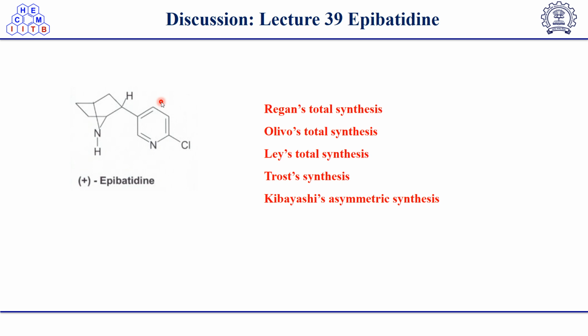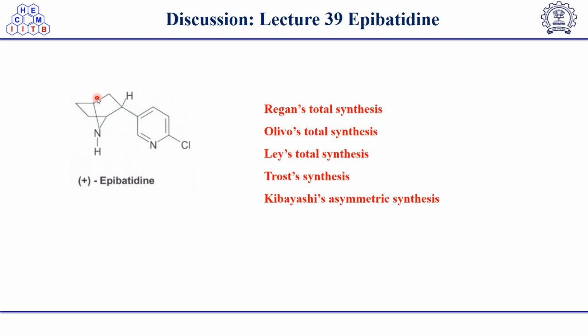So this epibatidine is isolated from the Ecuadorian poison frog Epipedobates tricolor, and it contains a chloropyridine, and it appears to be unique in possessing the 7-azabicyclo[2.2.1]heptane ring system, and its analgesic activity is about 1/200 dose of morphine.